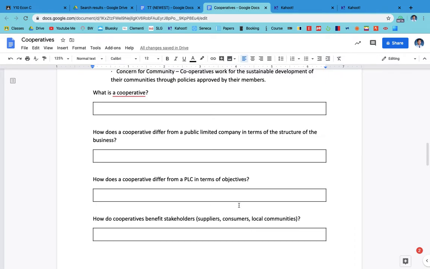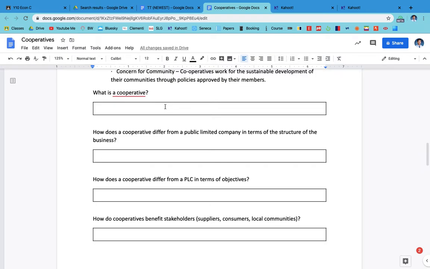A cooperative is a private business, so they're not government run, they're not charities. They are selling goods and services at market prices, so they're nothing like public sector companies, government-run companies. But they are businesses that have deep roots in helping society and the communities and not just being profit driven. That's quite a difference from other types of private business.